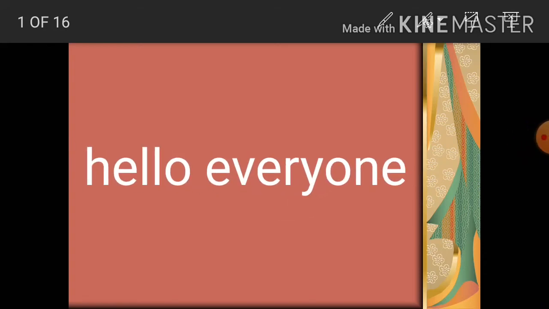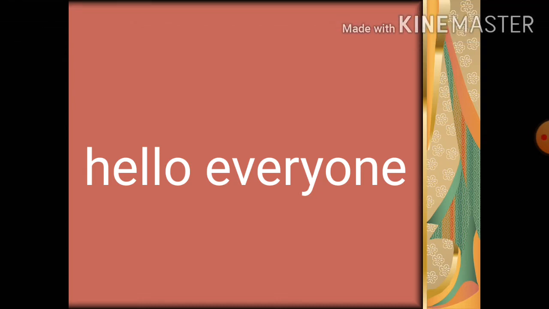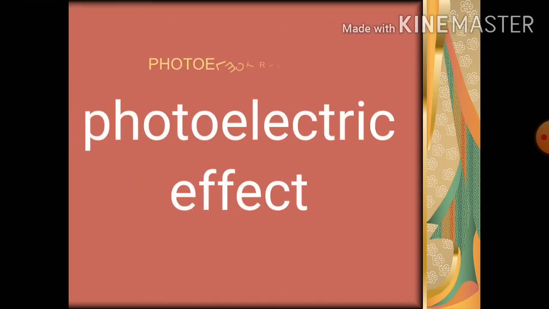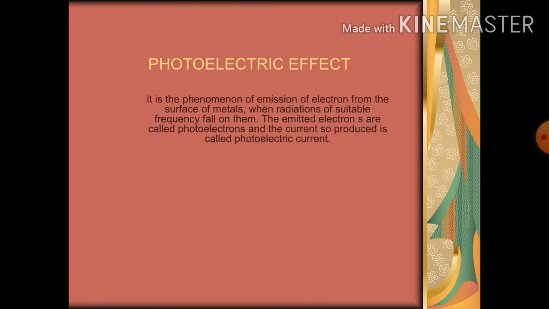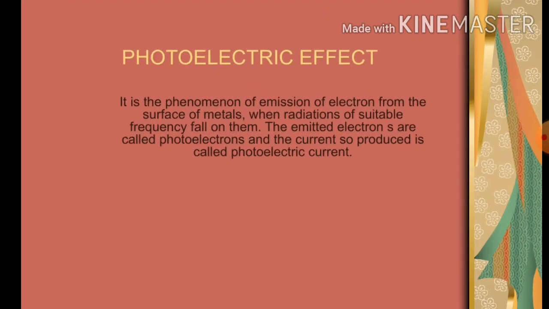Okay, now we're going to see photoelectric effect. What is photoelectric effect? It is the phenomenon of emission of electrons from the surface of metals when radiation of suitable frequency falls on them. The emitted electrons are called photoelectrons, and the current so produced is called photoelectric current.